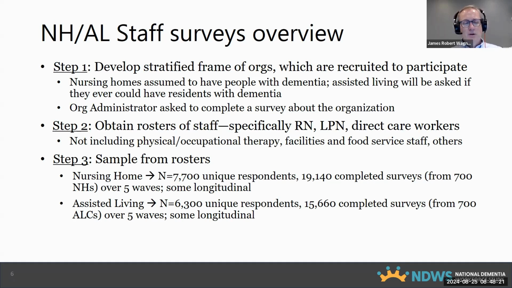And our goal in the nursing home survey is to interview 7,700 unique respondents. We're going to interview some of those staff multiple times, and that will result in 19,140 completed surveys. And we're going to recruit 700 nursing homes from which these staff will be sampled. So that gives you some sense, and I'll show you more detail in a later slide to see how that's actually going to happen over the 5 years.